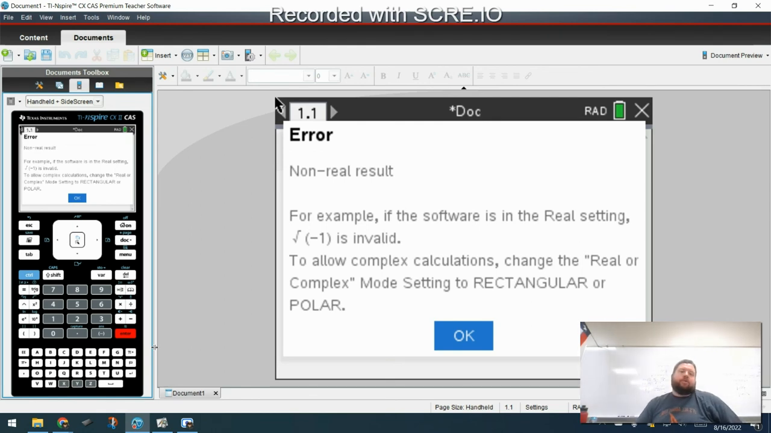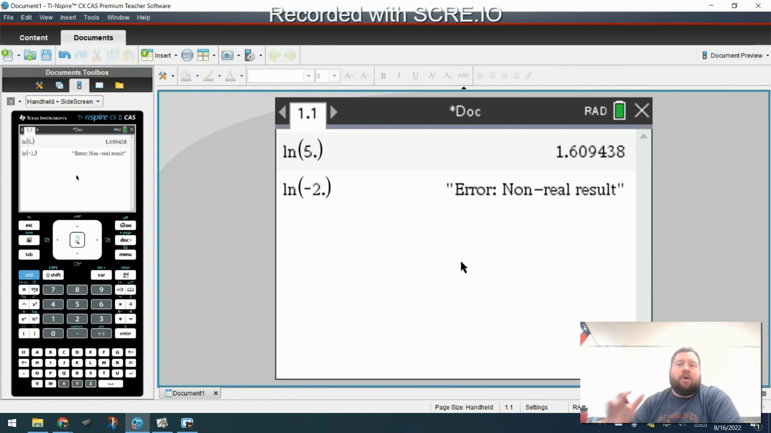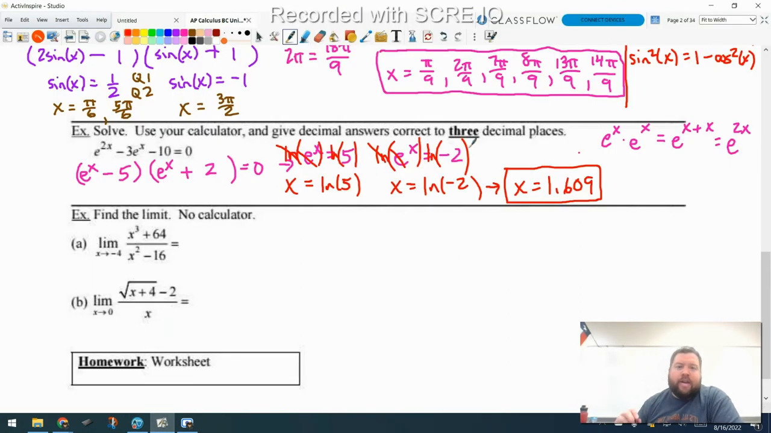Error, non-real result. So just a reminder that the natural log function has a domain of 0 to infinity, and 0 is not included. So anytime you're dealing with logs, you are never allowed to plug in a negative number, and you're never allowed to plug in 0 to a log. So if you're ever solving an equation, you see that, just know that that is not going to be a solution. That's an extraneous solution. This factor right here has no solution to it, so we only get the one viable answer, 1.609, which is equal to the natural log of 5.